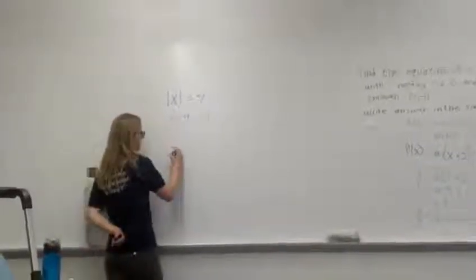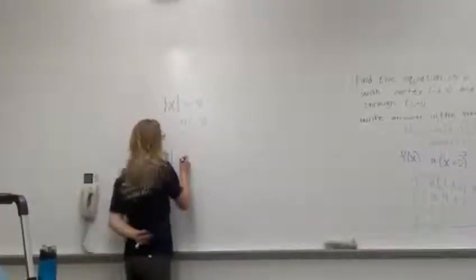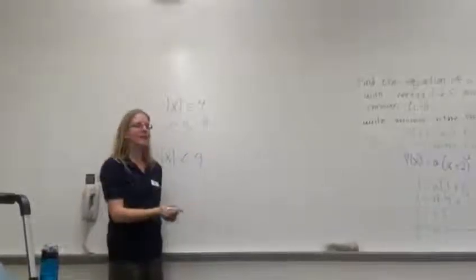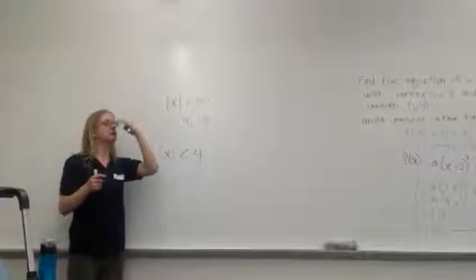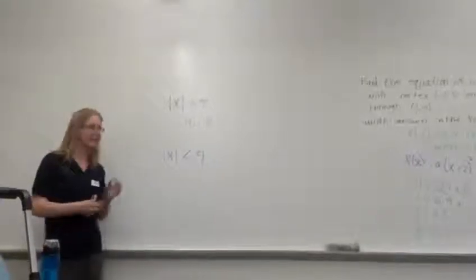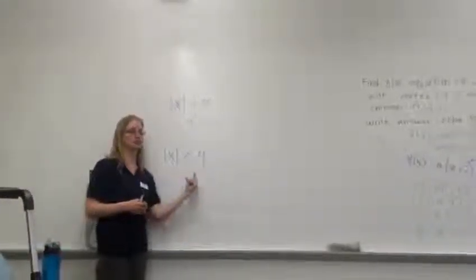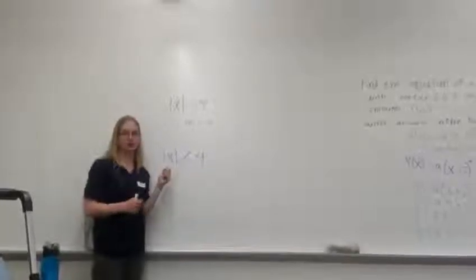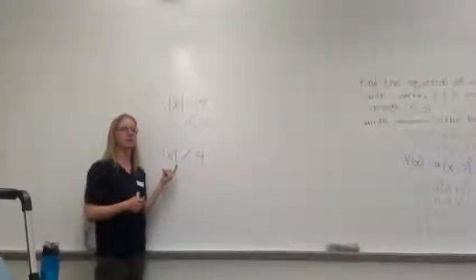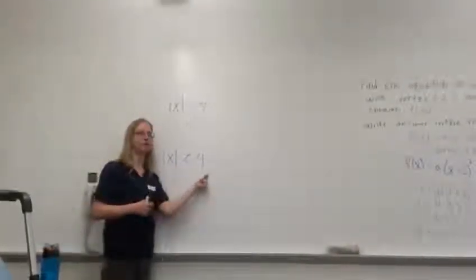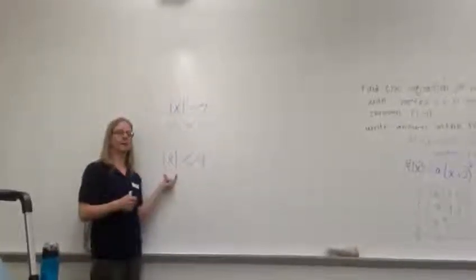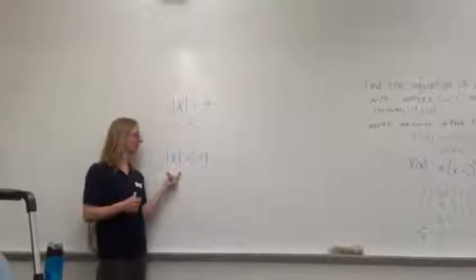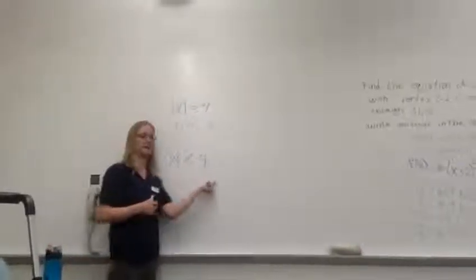What if I were to give you the absolute value of x is less than 4? Let's think about what numbers make that true. Think of any number. I'm going to think of 2. Does 2 make this true? Yes. What about negative 2? Yes. What's the absolute value of negative 2? 2. Is 2 less than 4? Yes. What about negative 6? No. What's the absolute value of negative 6? 6. Is 6 less than 4? No.